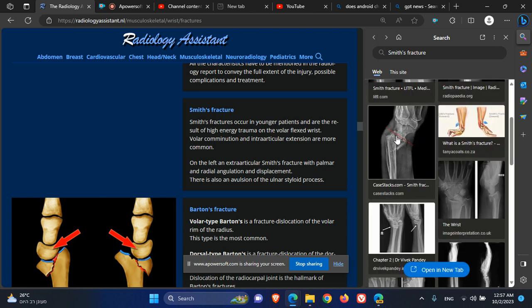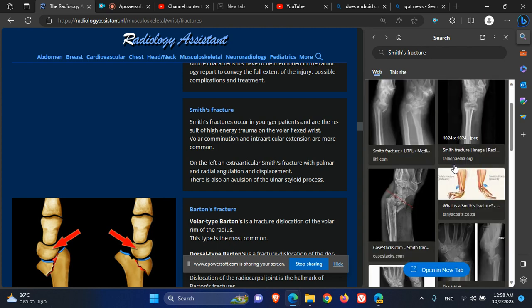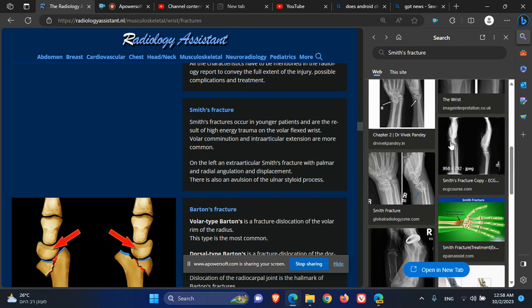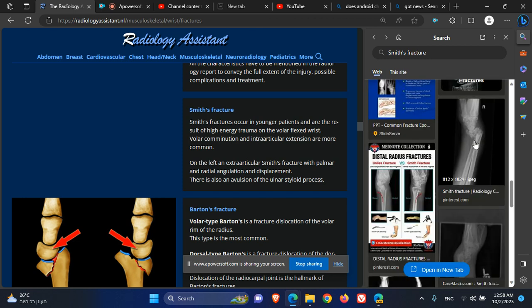Another X-ray, again the distal radius is displaced ventrally, exactly the opposite from Colles fracture, and it tends to be more comminuted, it tends to be more intra-articular, so look for the intra-articular involvement. It's important for osteoarthritis in the future if there is an intra-articular fracture.